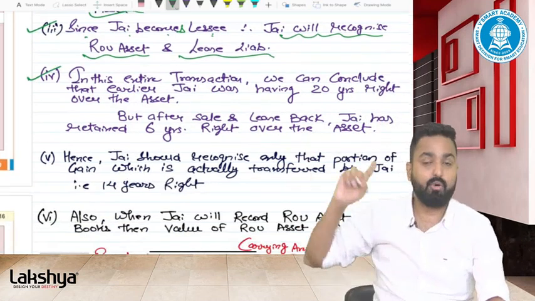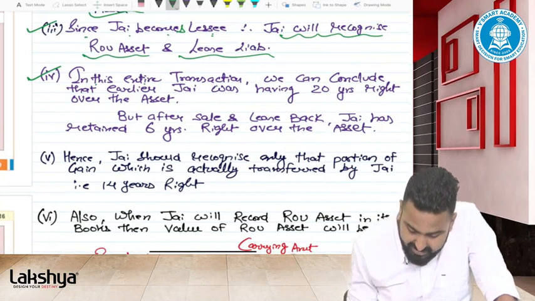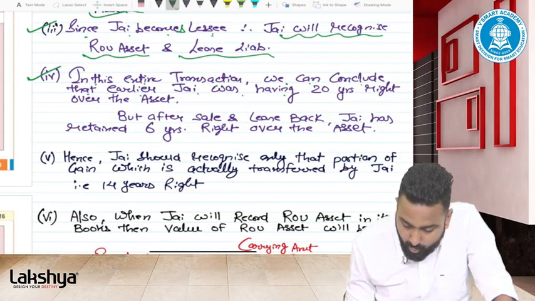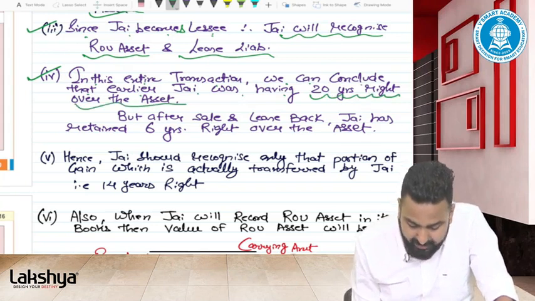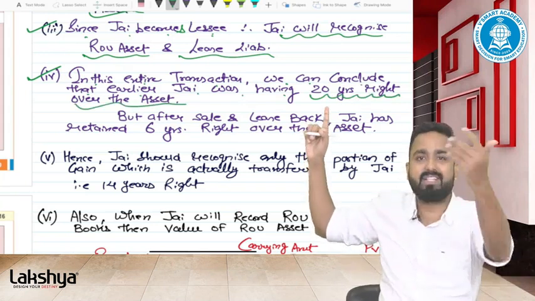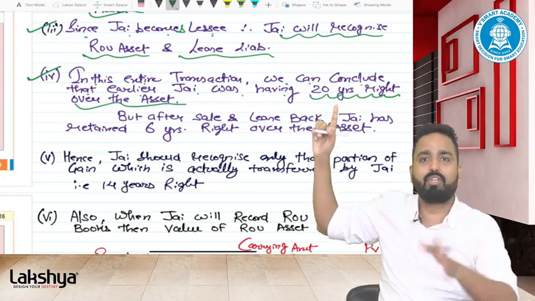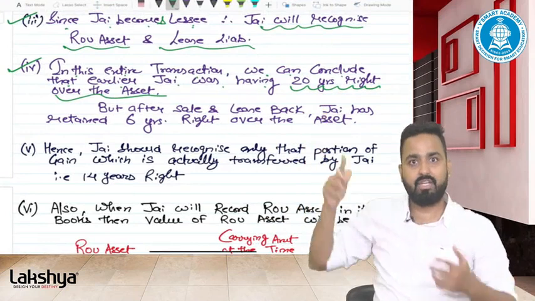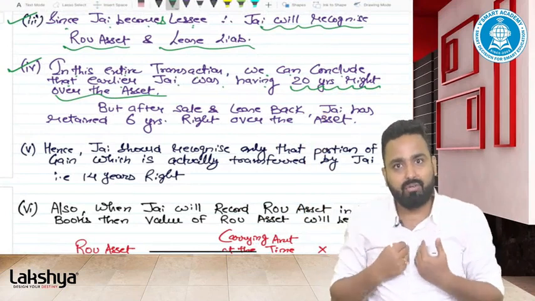Now, the fourth point is important. In this entire transaction, we can conclude that earlier Jay was having 20-year right over the asset. Earlier means before the sale transaction. Yes, before the sale transaction, the owner of the asset was Jay.